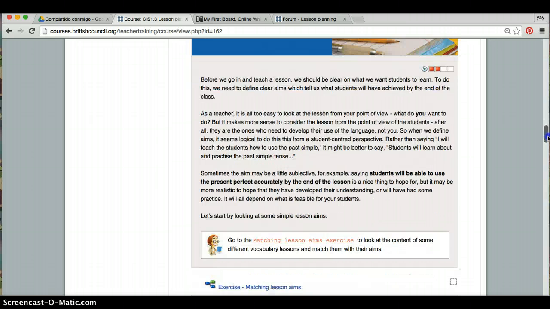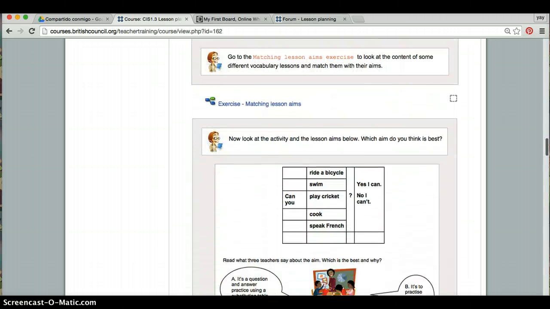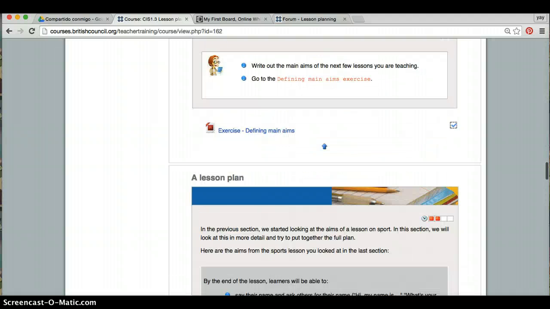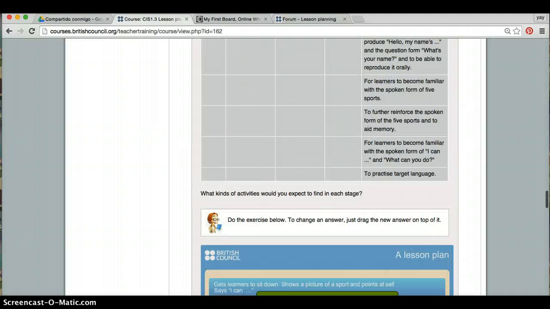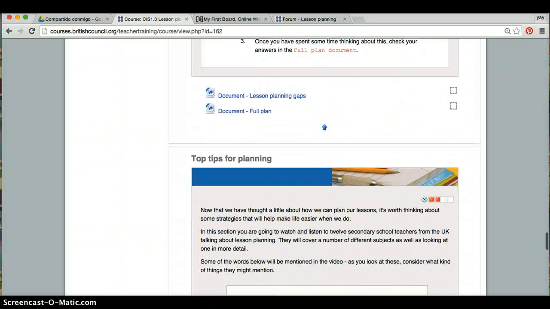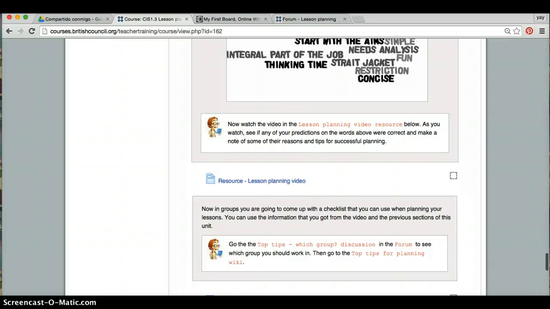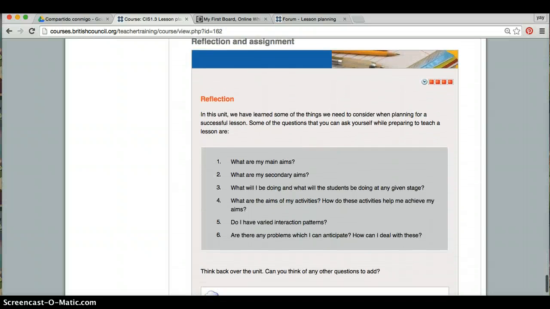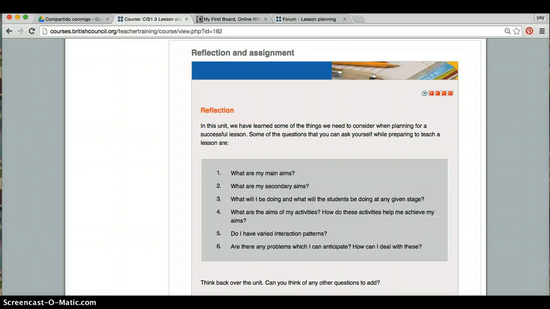Then we have lesson names, information, an exercise, an activity to check, a document to check. Anyway, you already know the mechanic. We have to continue scrolling down until we reach the end of the unit. Here we have a wiki, and finally we have reflection and assignment. We'll go back to this part in a second.